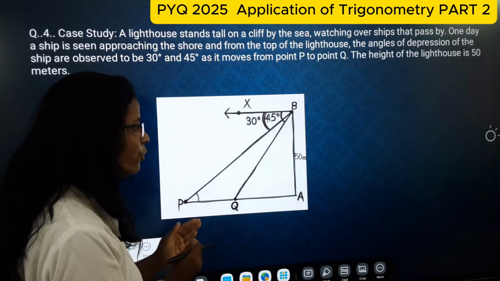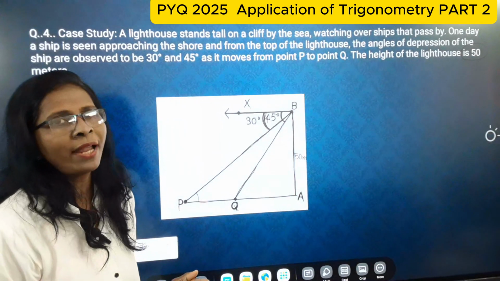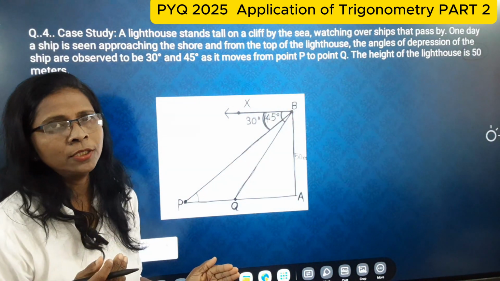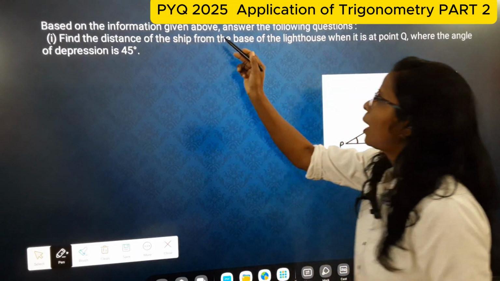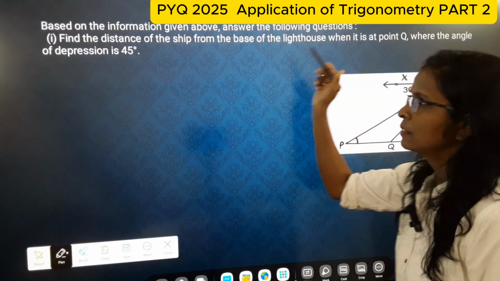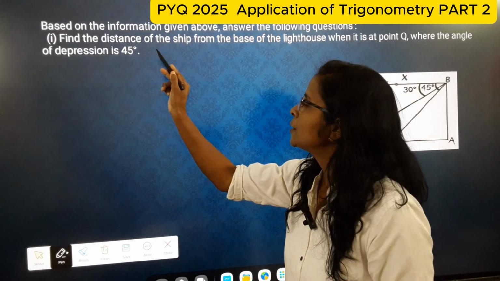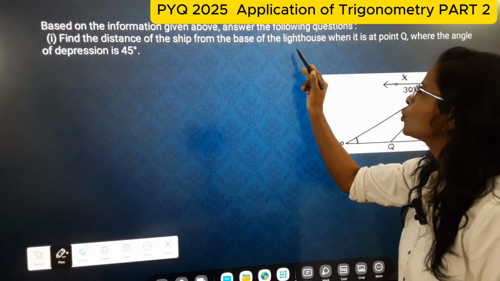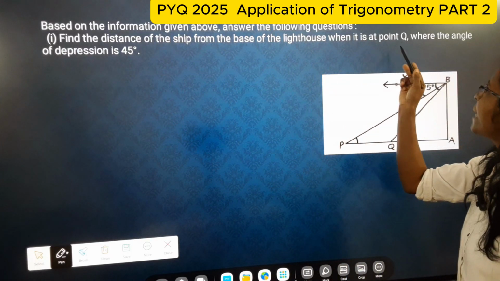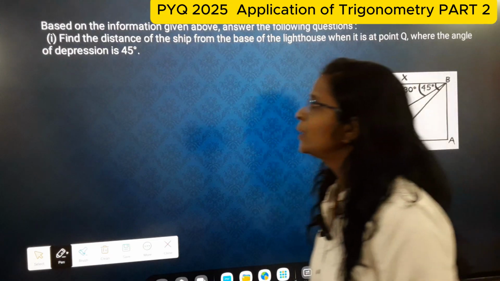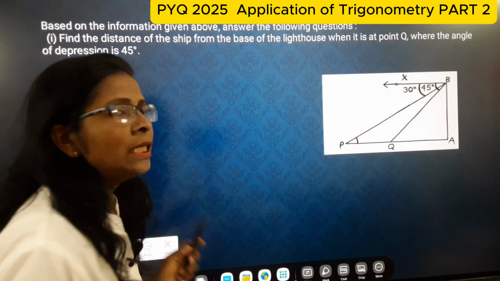As per the given information, we have to find out the answers to the questions. Based on the information given above, answer the following questions. First, find the distance of the ship from the base of the lighthouse when it is at point Q, where the angle of depression is 45°.